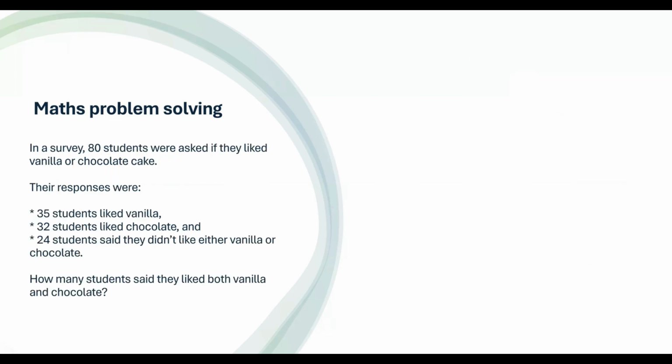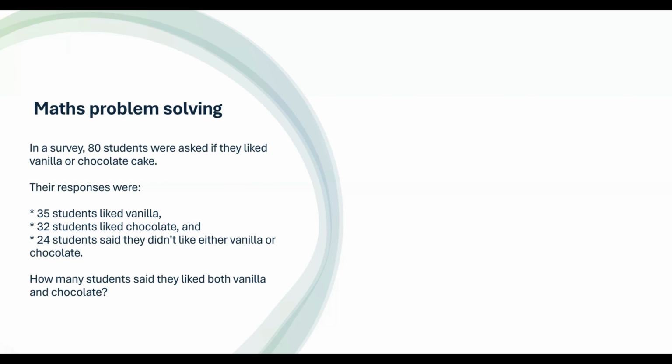Let's have a look at another problem. In the survey, we have 80 students, and they were asked if they like vanilla or chocolate cake. 35 students like vanilla, 32 like chocolate, and 24 say they didn't like either of them. How many students said they like both vanilla and chocolate? The bit in the middle, isn't it?